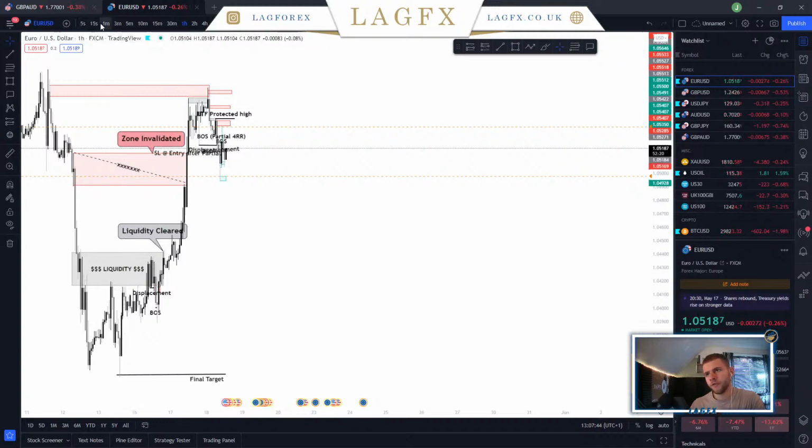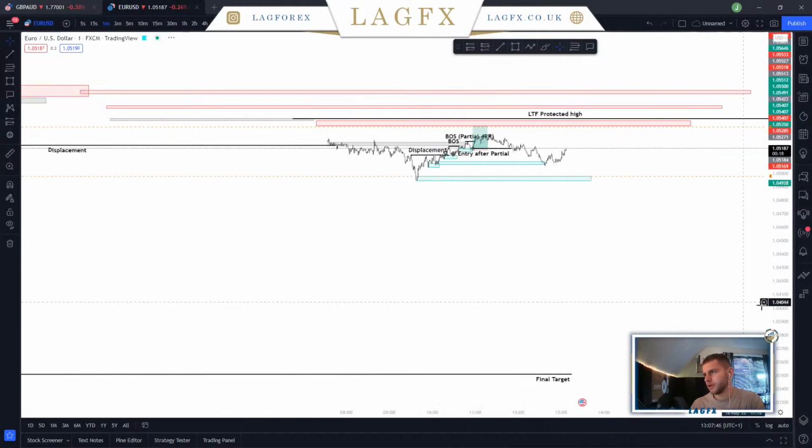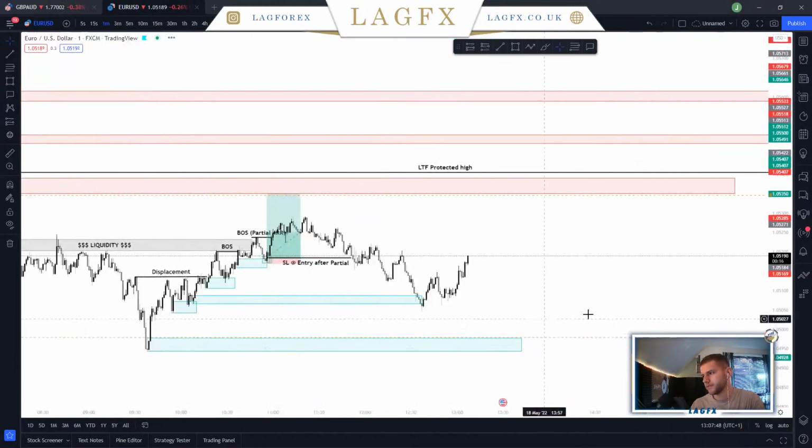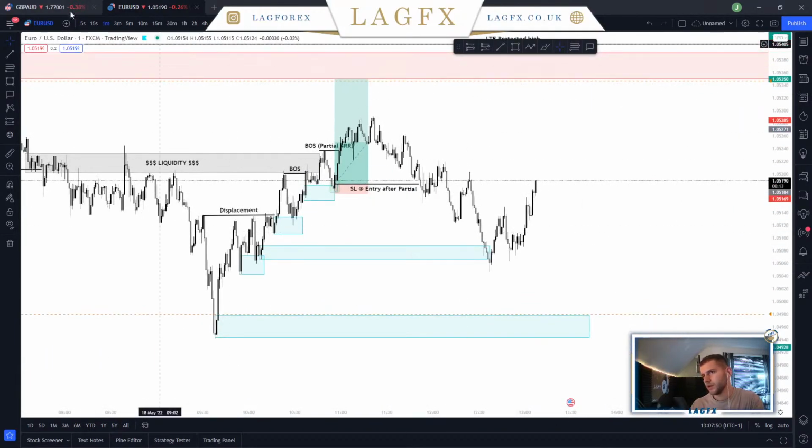Let's head back on over to the euro to US dollar. This is obviously the market I've been watching. Potentially wanting to see this high get displaced, and then if so, we can start to look to go long once again.